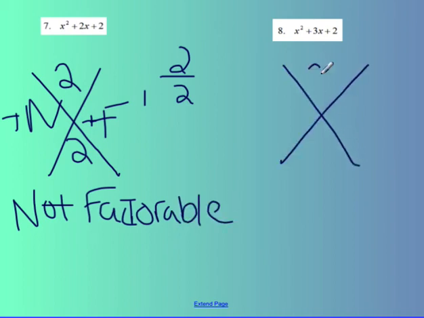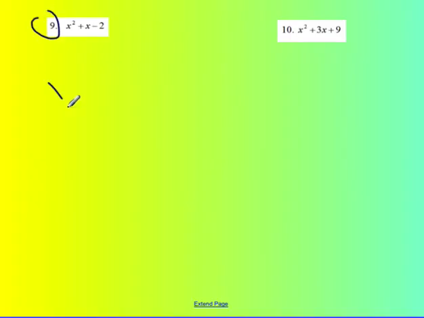Let's take a look at number 8. So for number 8 now, we're multiplying to 2 and adding to 3. I want you to see if you guys can figure that one out on your own. Identify if it's factorable or not. If it is factorable, please factor it. Same for number 9. I want you guys to try that one on your own. You're multiplying to a -2 and adding to 1. So you're going to have a positive and a negative sign since our product is negative. So I want you to go through and multiply that out. If it's factorable, factor it. If it's not, say NF.